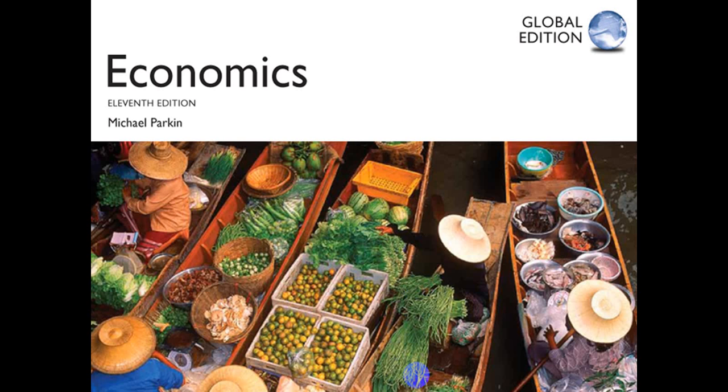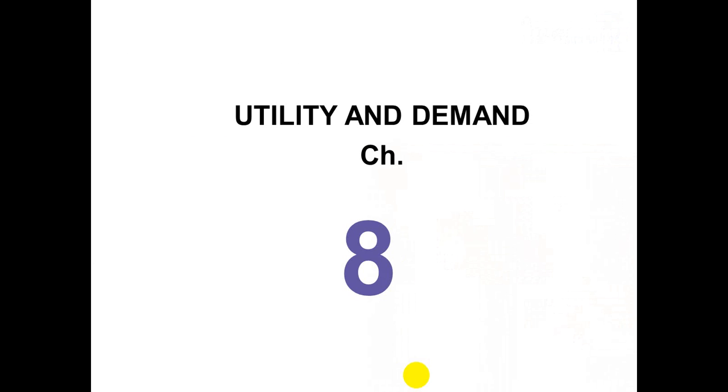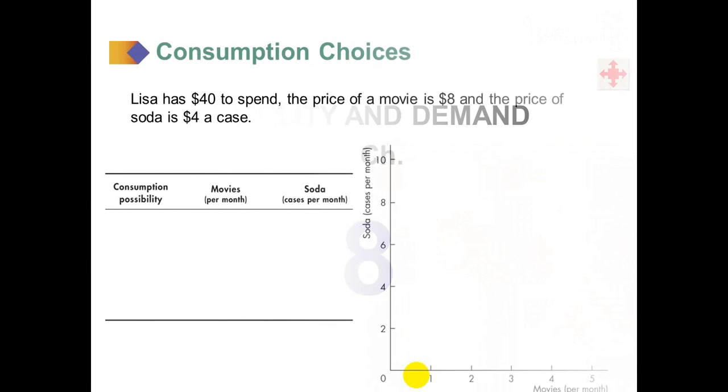We will continue with the topics of microeconomics, beginning with chapter 8 of Parkin's book entitled Utility and Demand.